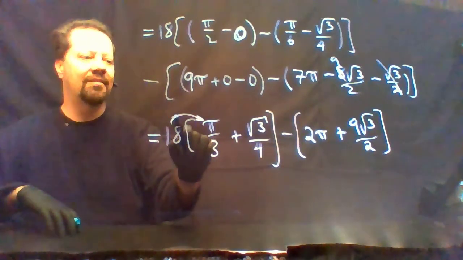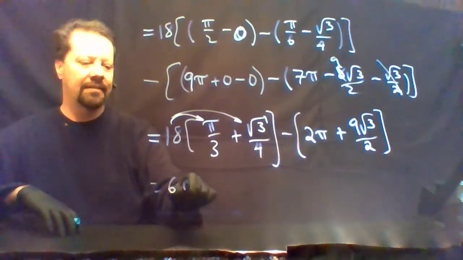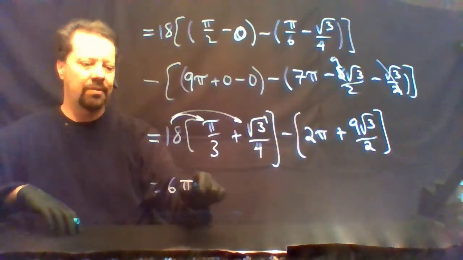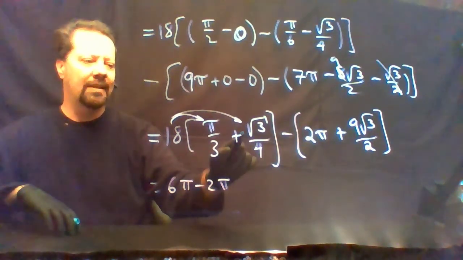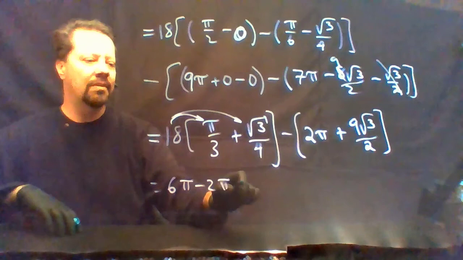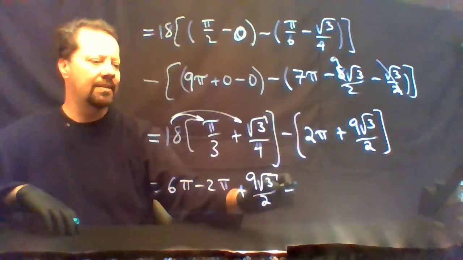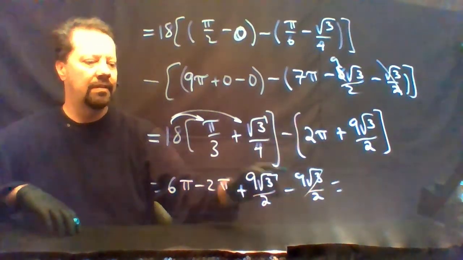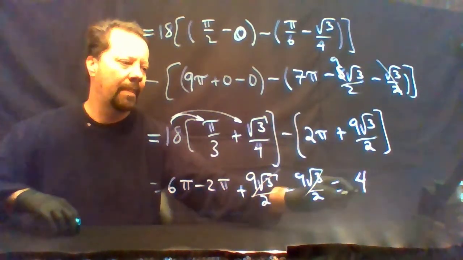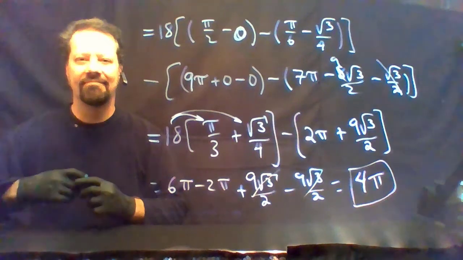Distributing the 18, we're going to have 6 pi minus 2 pi. And when 18 multiplies over here, we'll reduce it to, we'll get plus 9 root 3 over 2. That's going to be minus 9 root 3 over 2 for a grand total of 4 pi square units.